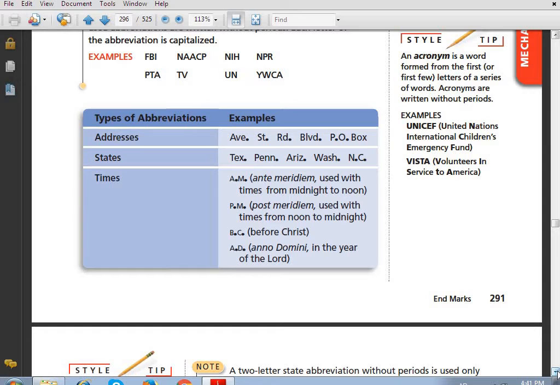Another note: abbreviations for government agencies. All the abbreviations of government agencies are written as abbreviations, like FDA, PBS, URL, CIA, and so on. Okay.